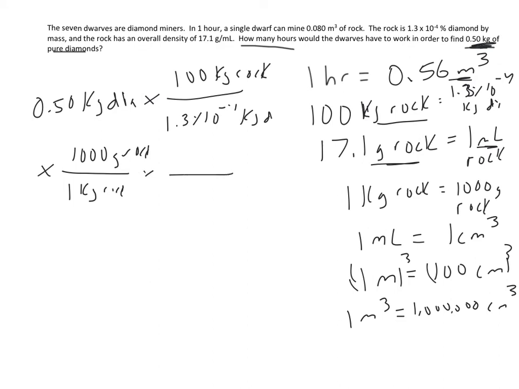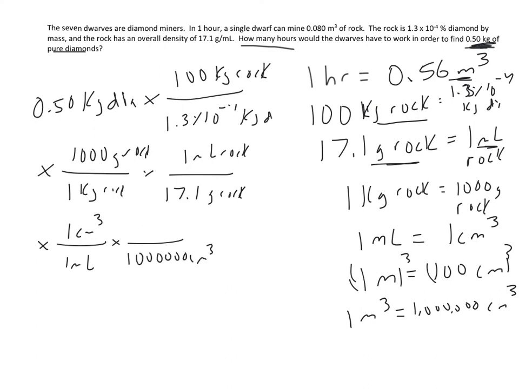And then, the density of rock: for every 17.1 grams of rock, there's 1 milliliter of rock. Great. And then for every 1 milliliter, there's 1 centimeter cubed. And then for every 1,000,000 centimeters cubed, there's 1 meter cubed. And then for every 0.56 meters cubed, it's going to require 1 hour of work. And that's the whole process here. Now it's just a matter of multiplying it out. So I get my calculator and type this out, and when I do this all on my calculator, I get about 40.2 hours.